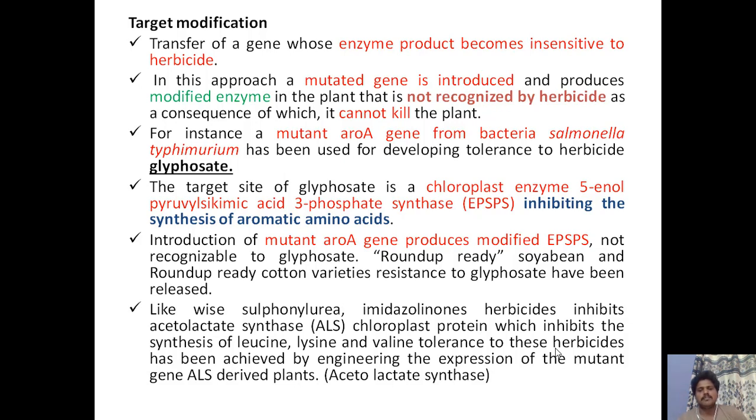Likewise, we have also developed herbicide resistance mechanisms for different herbicides like sulfonylurea and imidazolinones. These herbicides inhibit ALS, a chloroplast protein, which inhibits the synthesis of leucine, isoleucine and valine. Tolerance to these herbicides has been achieved by engineering the expression of ALS-derived genes in plants.